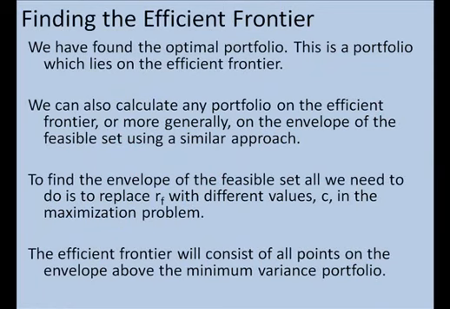We could also find the efficient frontier. To find the efficient frontier, or indeed more generally, any portfolio that is on the envelope of the feasible set, we can use a very similar approach. All we have to do is replace the value of the risk-free rate with different alternative values that we'll call C in the maximization problem. Then you resolve the maximization problem with this different value of the risk-free rate. The efficient frontier will consist of all the points on the envelope above the minimum variance portfolio.